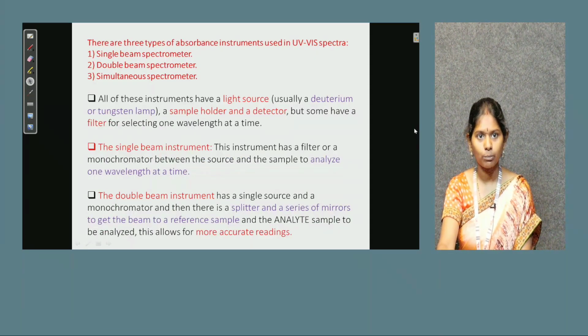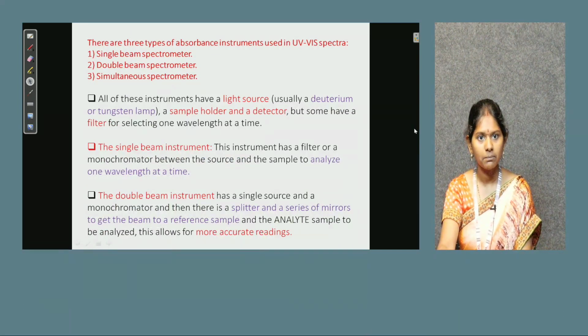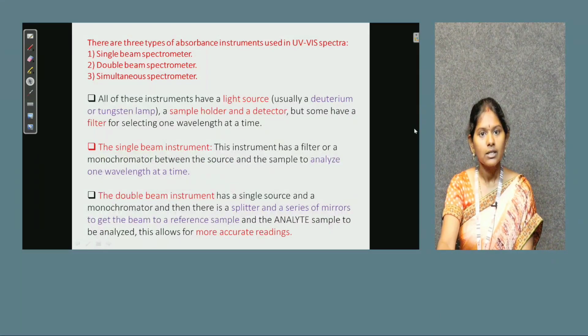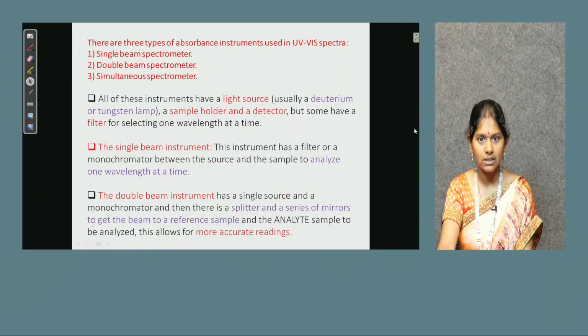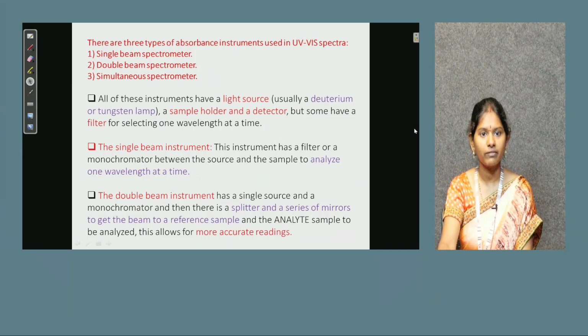Apart from these components, there are again three types of spectrophotometer: single beam, double beam, and simultaneous spectrophotometer. All of these instruments have the same light source, a sample holder, a monochromator, and a detector and analyzer. But what differs is that a single beam instrument has a filter or a monochromator between the source and the sample to analyze only one wavelength at a time.